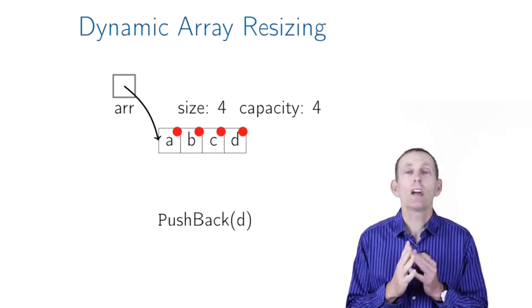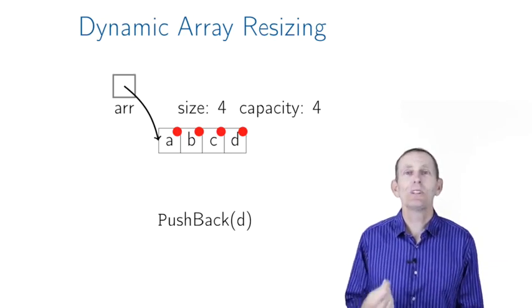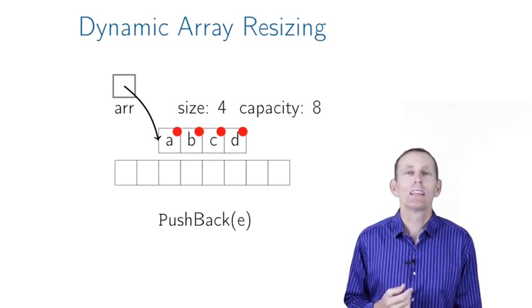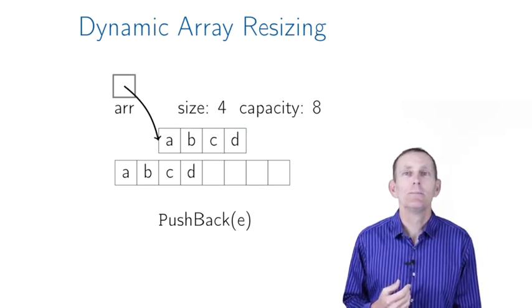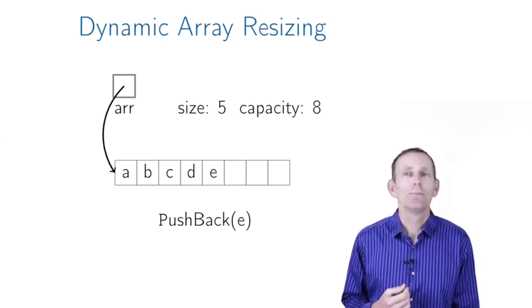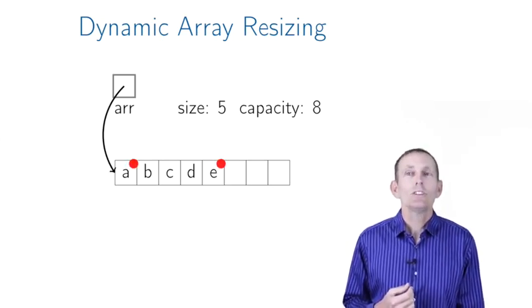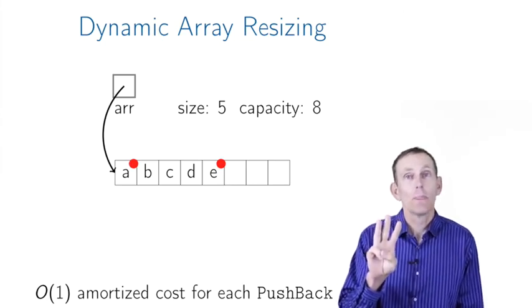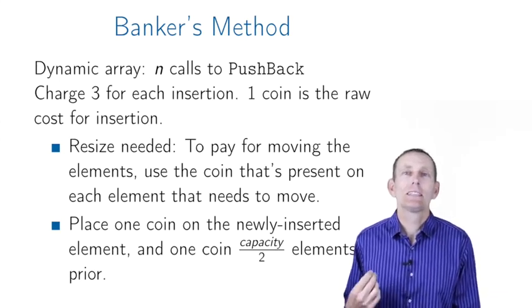So notice what we've got now is a full array, and everything has tokens on it, which means when we need to resize, we have prepaid for all of that movement. So we push in E, allocate a new array, and now we use those prepaid tokens to pay for moving A, B, C, and D. Get rid of the old array, and now push in E. And again, put a token on E, and a token on A. So what we've got here then is order 1 amortized cost for each pushback. In particular, we have a cost of 3.